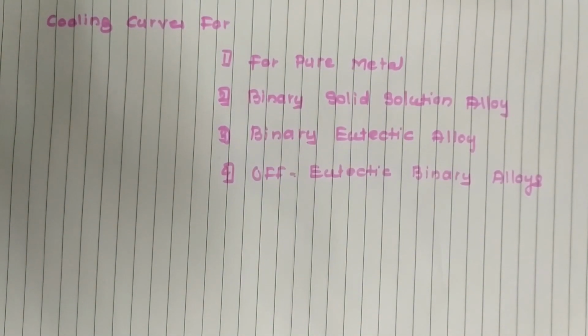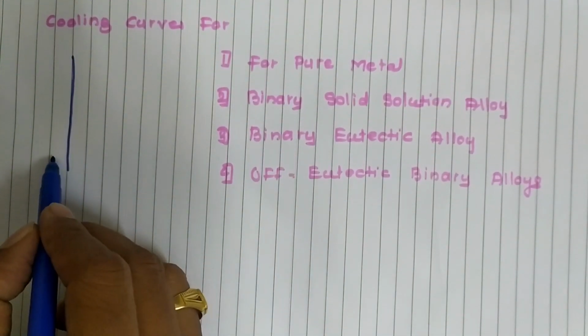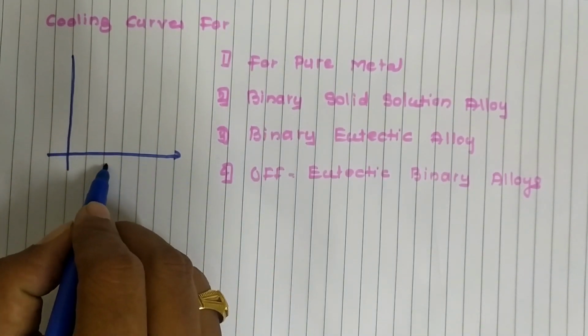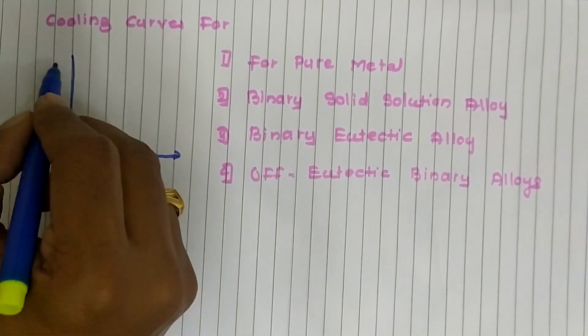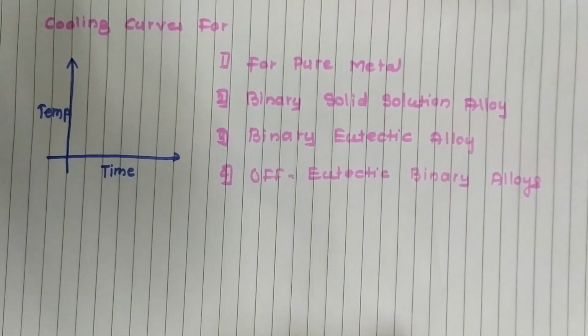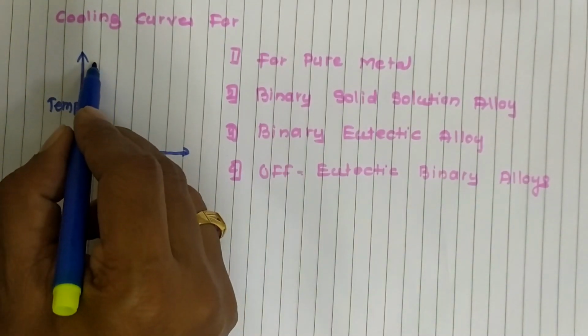Okay, so one by one we will see these different types of the curve. As we know, if we consider this is the y-axis, this will be the x-axis. On the x-axis we are getting time, and on the y-axis we are plotting temperature. Now if we see the first curve, that is cooling curve for pure metal, the curve we are getting like this.